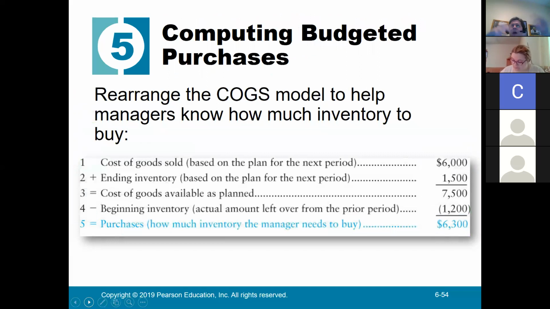Companies use this to estimate what they need to buy by rearranging it. If we're going to sell $6,000 of stuff, and you want to have some ending inventory at the end so you don't run out, and you know how much you started with, you can project how much you need to purchase. You can see that's just a rearrangement of that model from the previous slide. This is something that you'll do in accounting 200.